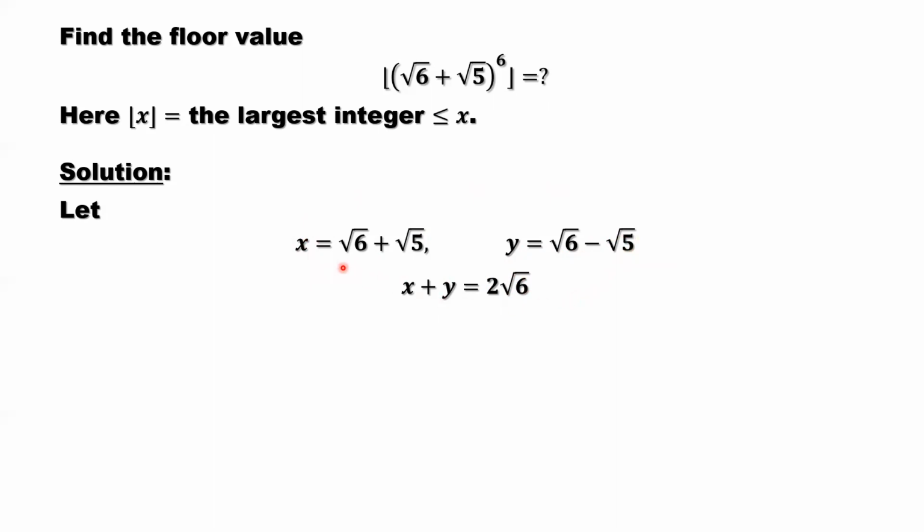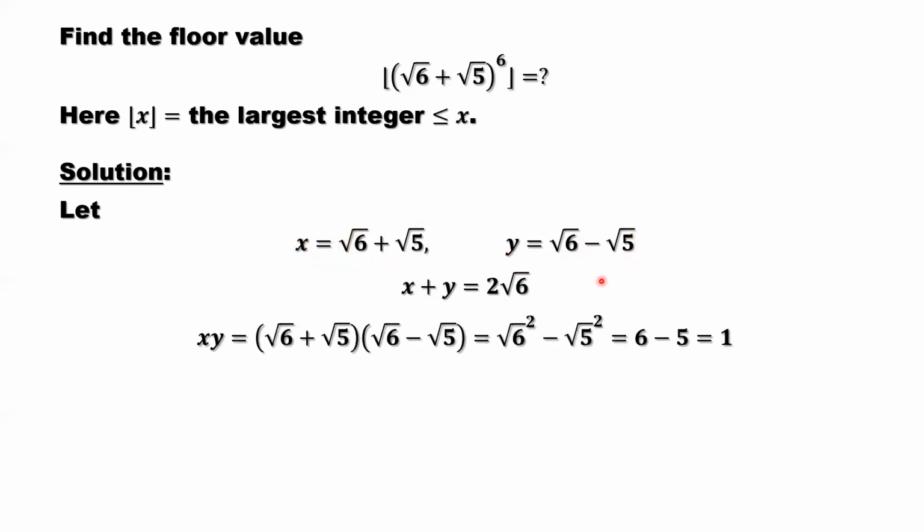Now consider the product, x times y, on the left-hand side. Right-hand side, this times this. So here, that's (a plus b)(a minus b) equals a squared minus b squared, equals 6 minus 5 equals 1. So we have the second result, x times y equals 1.